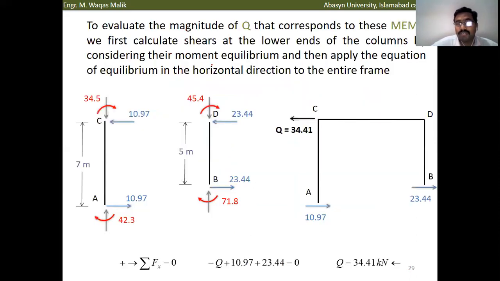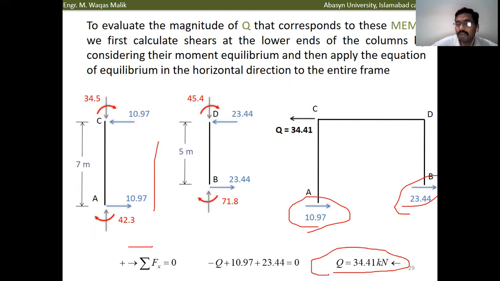Once we have the values of these member end frames, we are going to draw the free body diagrams of the members to find out the values of the member end shears and the values of the reactions. Once we have the values of the reactions, we can again apply the equation of equilibrium, summation Fx is equal to 0, like we did for the calculation of the values of R previously. So once we apply this equation, we came to know that the value of Q comes out to be 34.41 kilonewton in the leftward direction.